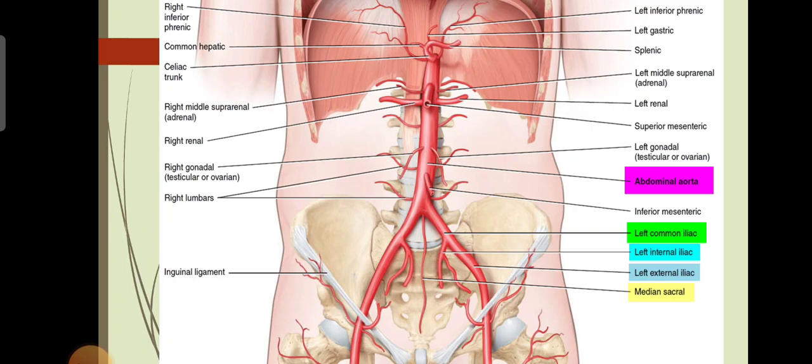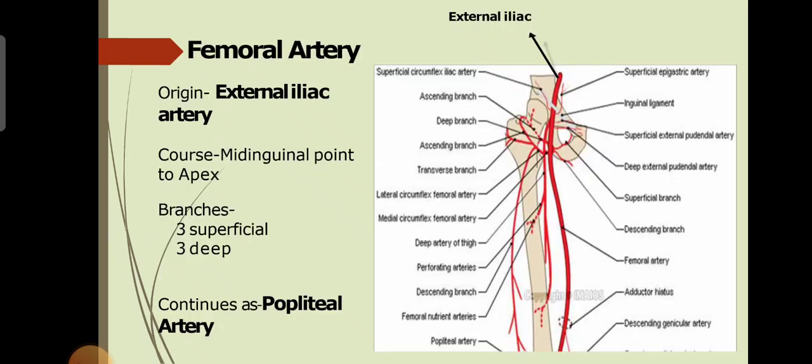Then this external iliac artery enters into the thigh below the inguinal ligament, and it is now termed the femoral artery. So this femoral artery is the continuation of the external iliac artery. Its course extends from the mid-inguinal point up to the apex of the femoral triangle, and the mid-inguinal point is midway between the anterior superior iliac spine and the pubic symphysis. In its course in the femoral triangle, it provides 3 superficial and 3 deep branches, and further at the adductor hiatus it continues as the popliteal artery.